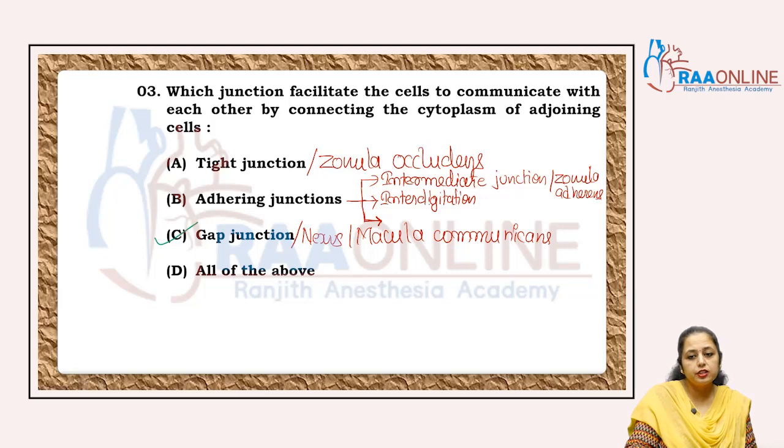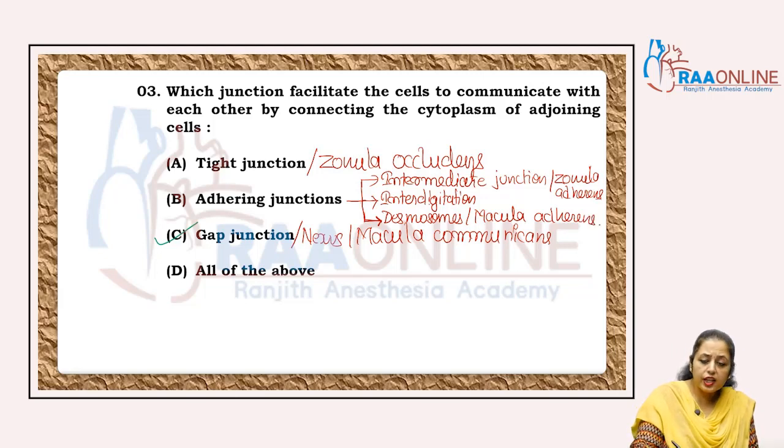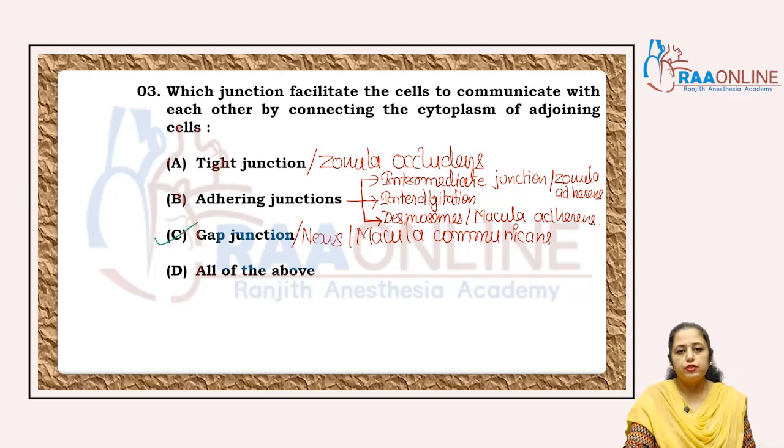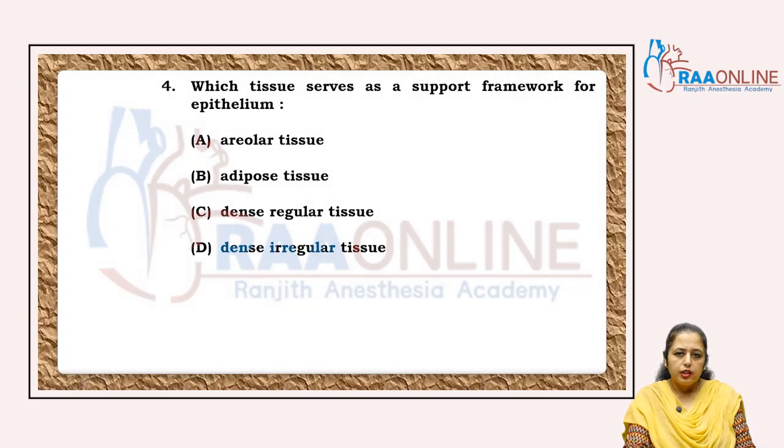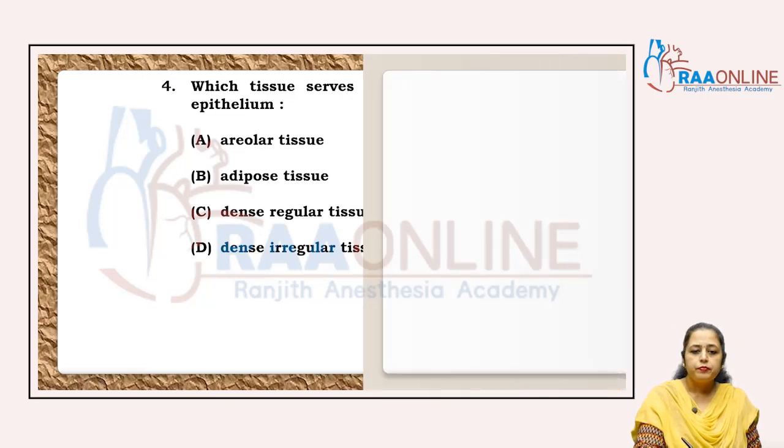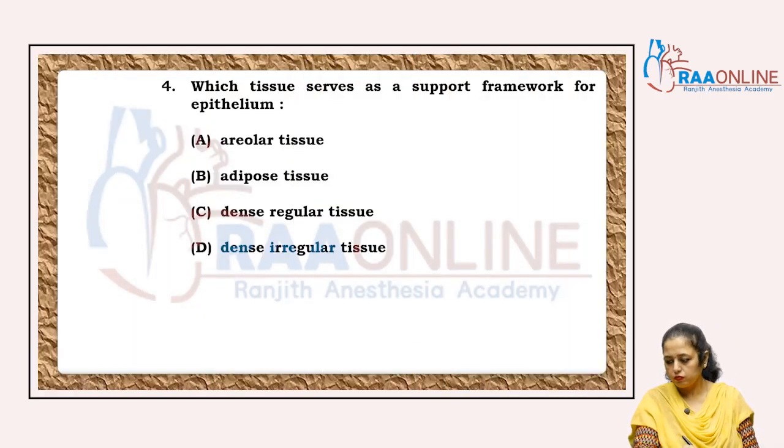Desmosomes are also adhering junctions, right? They also act as adhering junctions, which are also known as the macular adherence, right? So these are the some specialized types of junctions which are present in the epithelial tissue, right? Now come to the next: which tissue serves as a support framework for the epithelium? That is the areolar tissue, because it provides the shape of the organ.